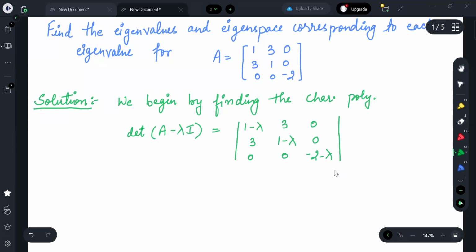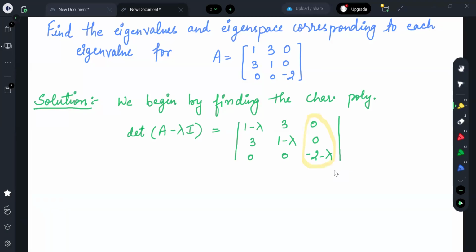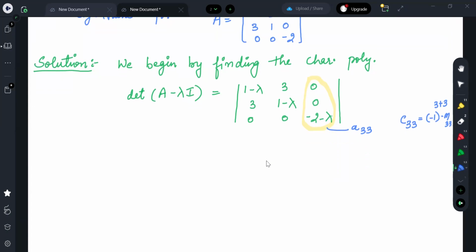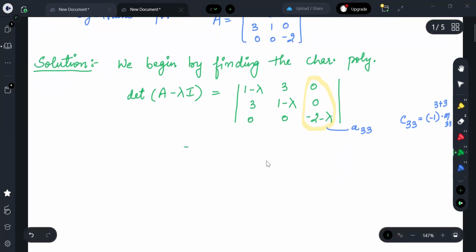So I'm going to expand along column 3 or row 3, as this one has the most zeros, and this is entry A3,3, and 3 plus 3 is even. So the cofactor for this entry is going to be (-1)^(3+3) times the minor. So it's just basically the minor of that entry. Okay, so let's calculate this determinant.